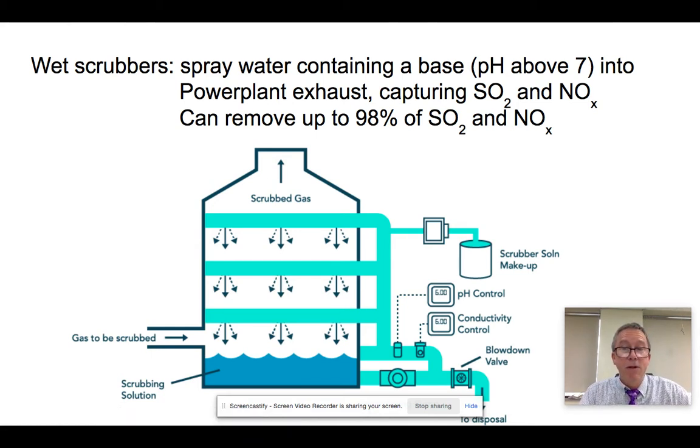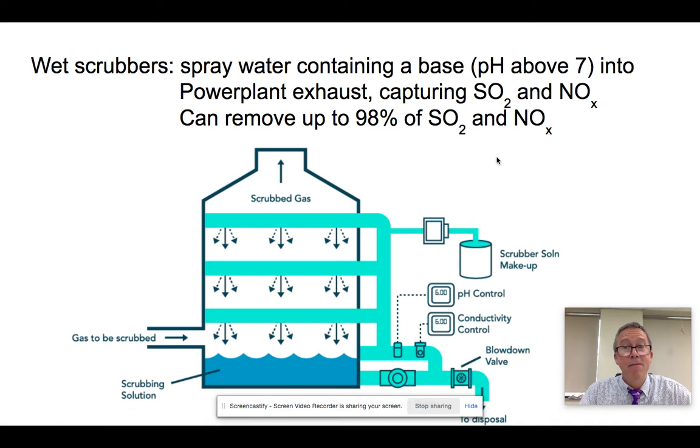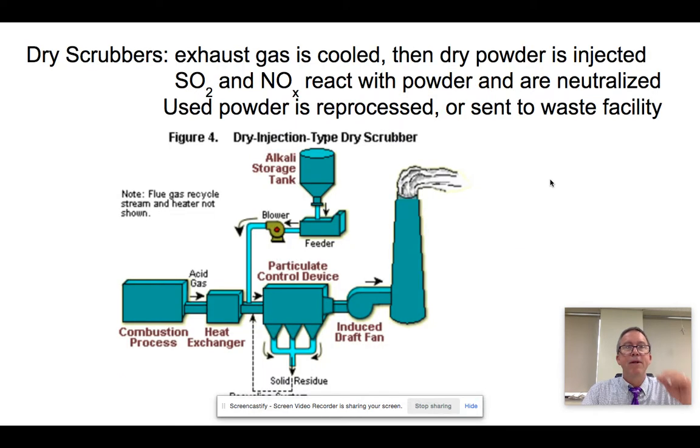So the drawback to wet scrubbers is they're expensive, both to operate and to process the waste. The good news is they get out 98% of the pollutants, which is huge. I mean, imagine Korea with glorious blue skies every day, kind of like what we've been enjoying lately. Well, that's what scrubbers do for you. Dry scrubbers are less expensive, but they're also less efficient.